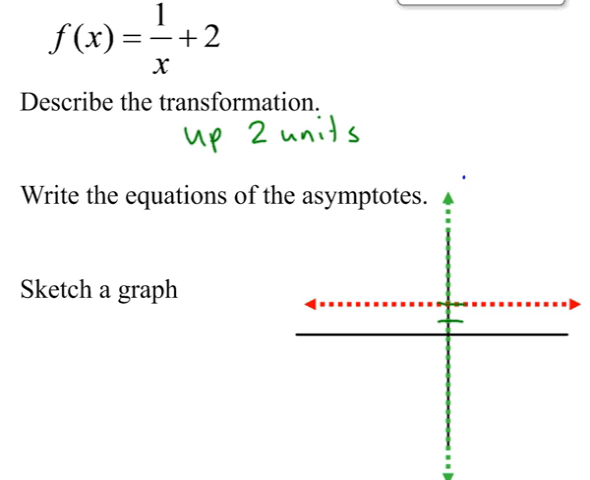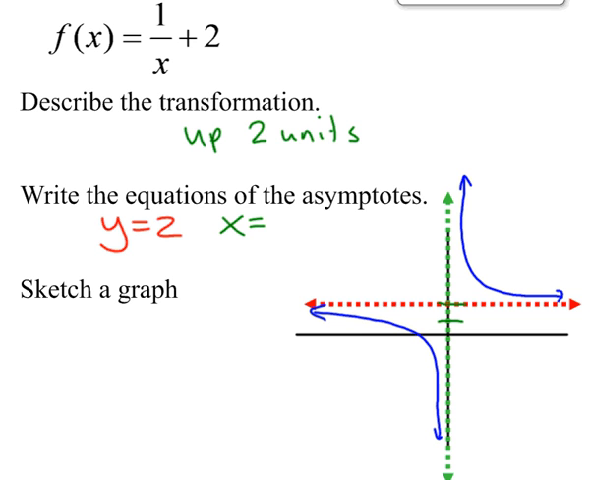And we draw in our, I call this my double boomerang graph. It kind of looks like a boomerang. There's 2 of them. So it's approaching both the asymptotes, but not reaching them. And so my equations are the red one, which is my horizontal, is y equals 2. And the vertical one did not change from its parent function, which is still x equals 0.